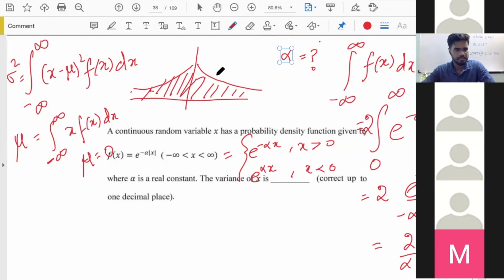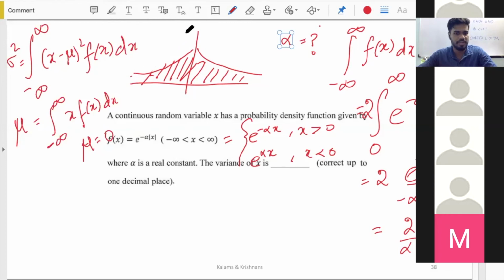Can someone explain why mu is 0? It becomes an odd function. Yeah, by that you mean it's symmetrical on both sides, right? This curve is symmetrical with respect to the y-axis, so the mean should be at the origin because of this symmetry. Using that logic, you can say mu is 0 right away. For a symmetric curve, the mean is at the center. It's not biased either way. If this were a weighing balance, the mass is equally distributed on both sides, so it won't topple either way. The center of gravity is going to be in the center. Fine?